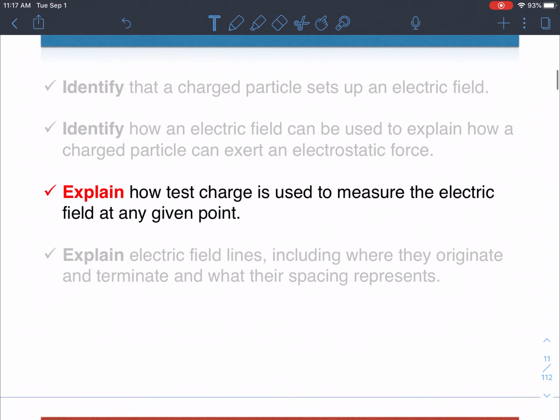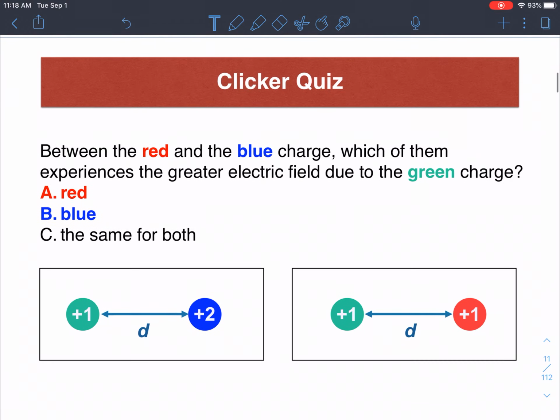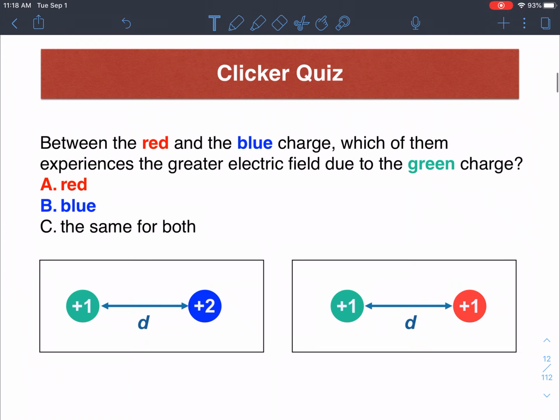So far hopefully it's clear that we explained how test charges are used to measure the electric field at any point. Again, that was not a physical charge, it was just that we put it in, and now we check the force on it, and there's force because there's an electric field. So we understand so far that the force is created by the electric field.